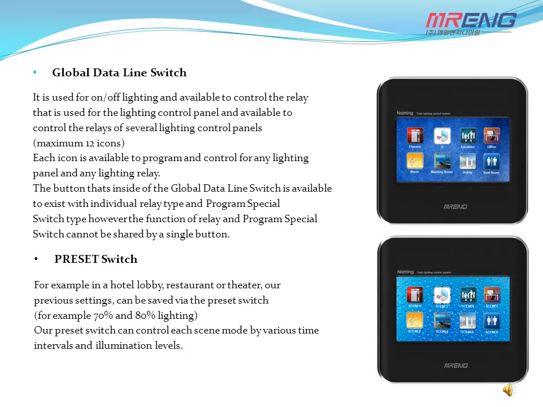Global data line switch. It is used for on-off lighting and available to control the relay that is used for the lighting control panel and available to control the relays of several lighting control panels, maximum 12 icons. Each icon is available to program and control for any lighting panel and any lighting relay.